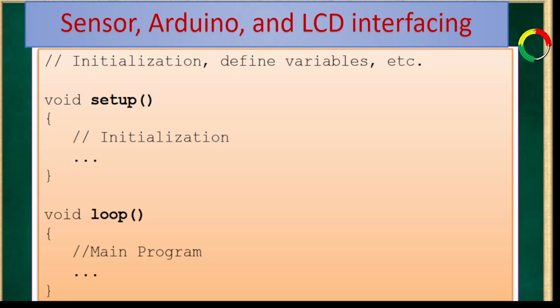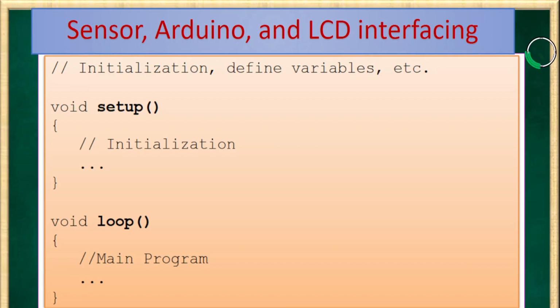All Arduino programs have the following structure. The first one is a preamble. You can initialize your variables and include the libraries here. The next one is the setup part. You can set up all the inputs and outputs of your schematic here. And the third part is the main program part. This part contains the main program of your task. So let's program our Arduino microcontroller to display the environmental temperature on our LCD.